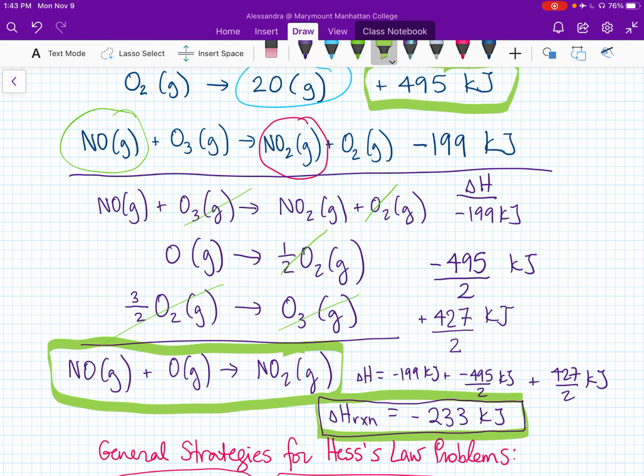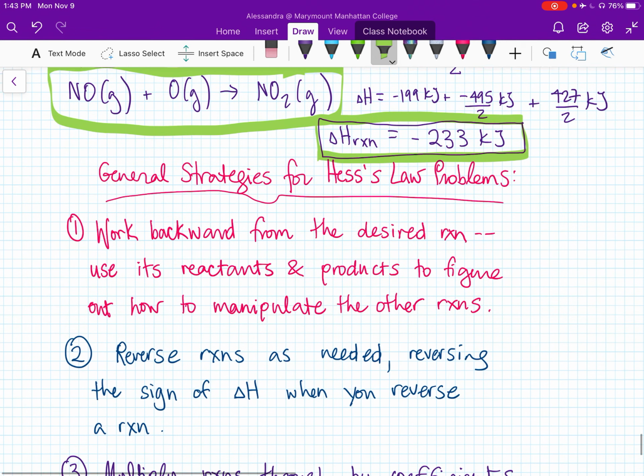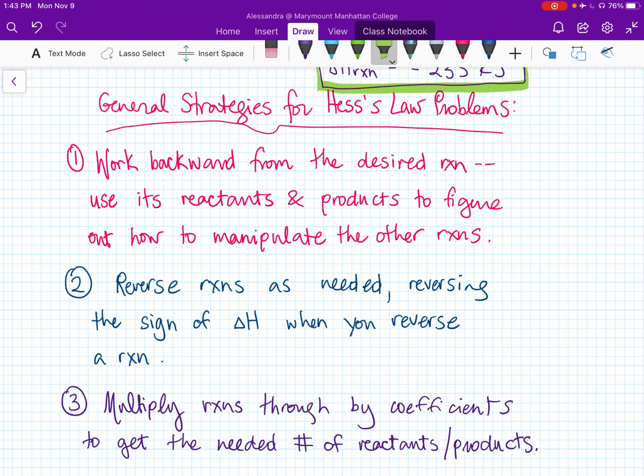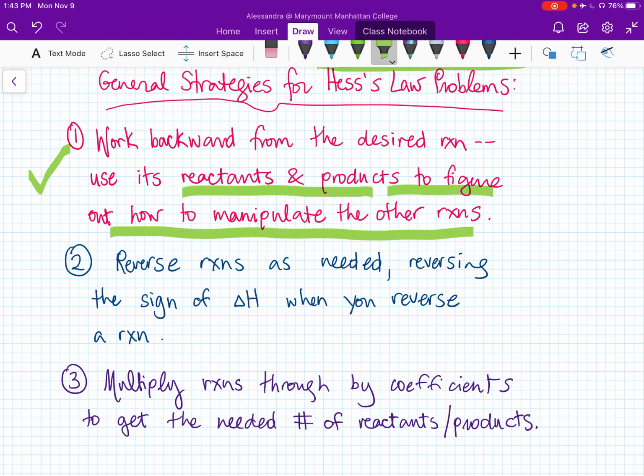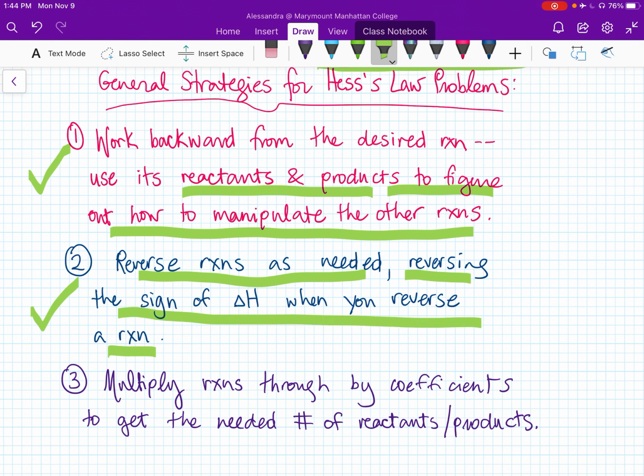So the best way to do Hess's law problems is to just practice lots and lots of examples. And as you practice the examples, you can apply these general strategies. First, as I just did in this example, take the desired reaction and work backwards. Working backwards from the desired reaction is a really good strategy for solving these problems. You can use the reactants and products, just like I did, to figure out how to manipulate the other reactions. Should you reverse them? Do you need to multiply or divide by a stoichiometric coefficient? As you saw, you can reverse reactions as needed. And whenever you reverse a reaction, you have to reverse the sign of delta H.